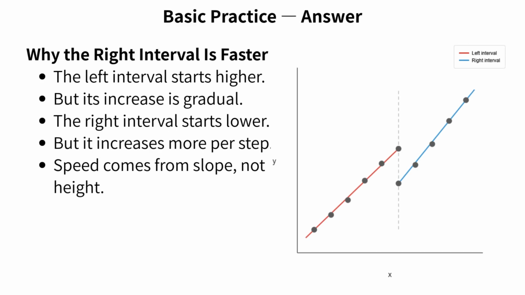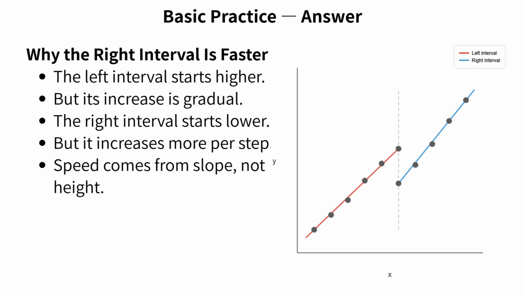Let's slow down and really think about what this graph is showing. When students first look at this picture, most of them focus on one thing: height. The left interval is higher. Its points sit above the points on the right side for much of the graph. Because of that, it feels natural to say, the left interval must be better, or the left interval must be faster. But this feeling is exactly what the SAT wants to test. This problem is not asking which interval is higher. It's asking which interval is changing faster.